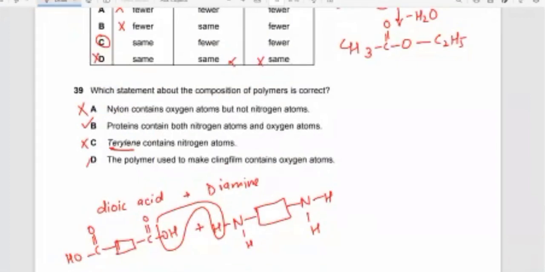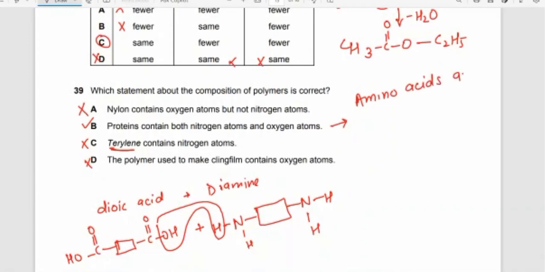The polymer used to make cling film contains oxygen atoms. No. So protein contains both nitrogen atoms and oxygen atoms. What is the monomer of protein? Let me just tell you, protein is made from amino acids. Amino acids are the building blocks of proteins.